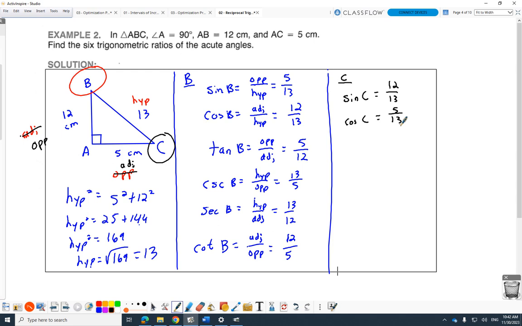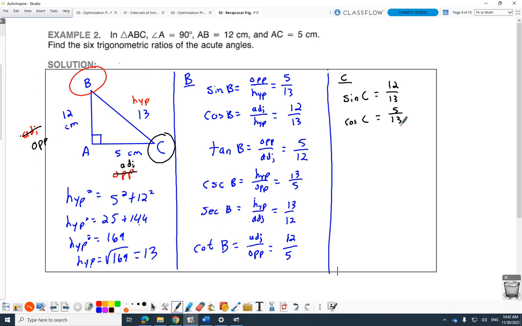And some of the more trig that we'll look at eventually is, look what's happened here. Look at sine of B and cos of C. They're both 5 over 13. There's some kind of relationship here between sine and cos when you change the angle. So, not today, but I just noticed that in here.